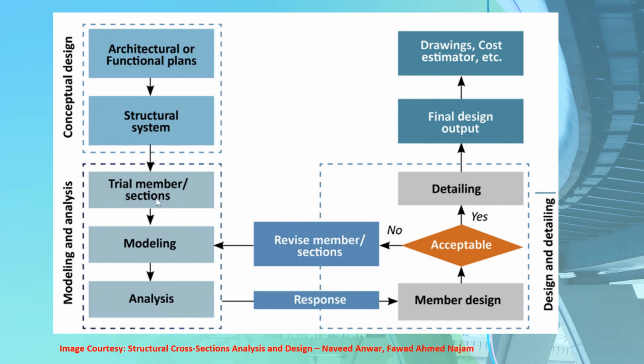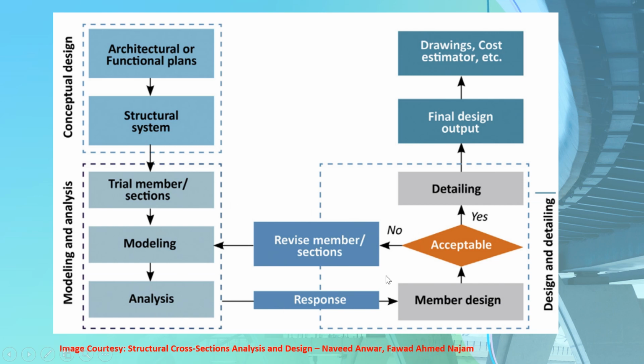So these modeling and analysis results are then used for the design of various members. As we discussed in our previous lecture, analysis gives us the various load effects, the various internal forces that act on the different structural elements, that we call response, and those response quantities are used for the design of various members. In designing, if the design of the member is acceptable, then we go to the detailing, or if it is not acceptable, then we go to revising the members and sections. We revise the cross-section sizes of various member sections, and then we perform the modeling once again, and then we go to the analysis process once again.